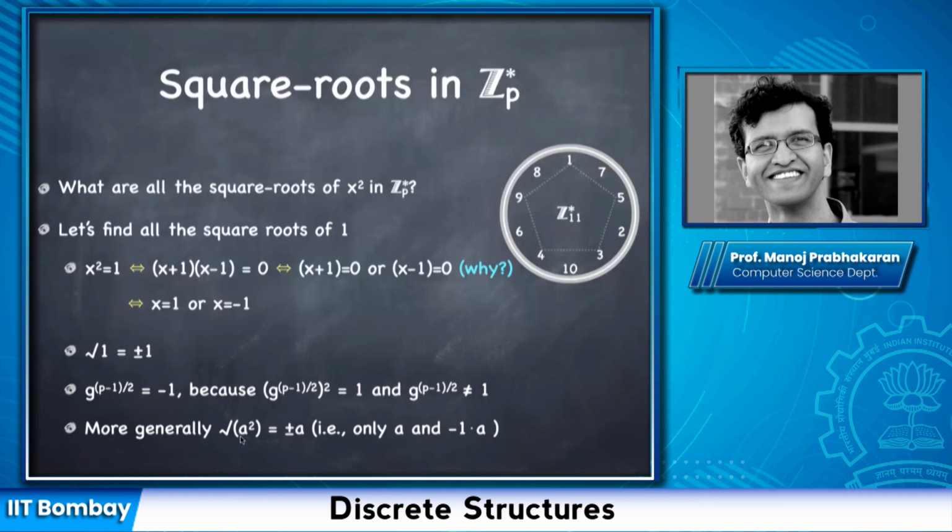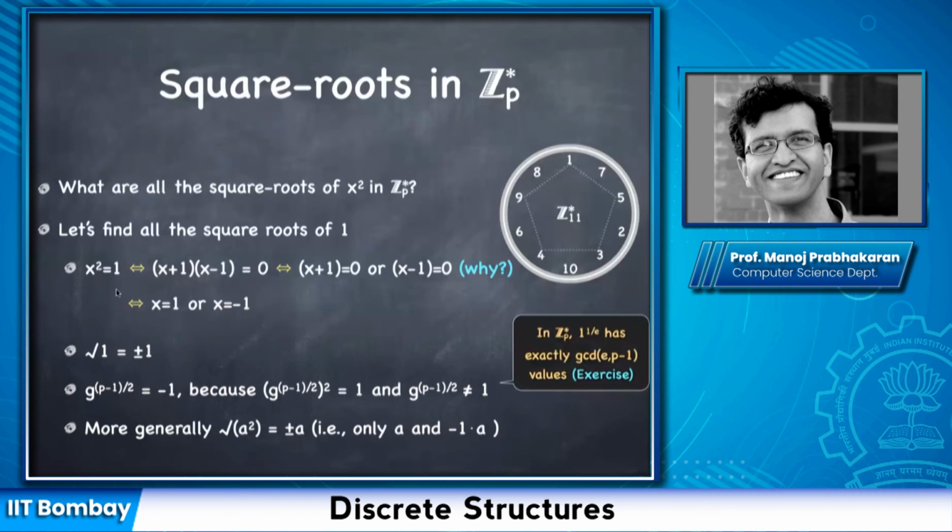And how do you prove this? It's exactly the same argument. You could do the same argument if you want. Instead of 1 here, just put a square, and the rest of the argument goes as before, and you get x equal to a or minus a. Okay, I'll leave you with an exercise.